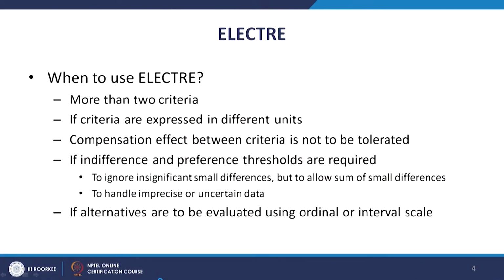Another scenario could be if alternatives are to be evaluated using an ordinal or interval scale. For example, for AHP we talked about how the scale has to be a ratio scale. That is mainly because of the way comparisons are done and the way the underlying mathematics works, it requires usage of a ratio scale. The alternatives or criteria should be compared using a ratio scale. However, in case of ELECTRE, we can use ordinal and interval scales.